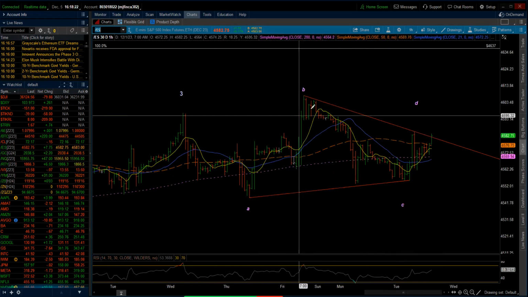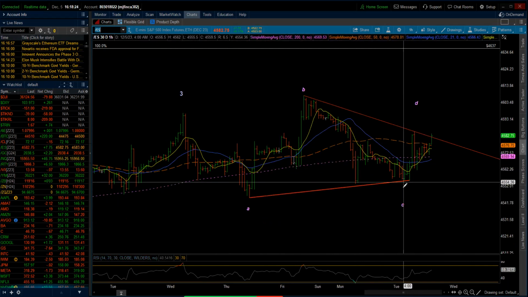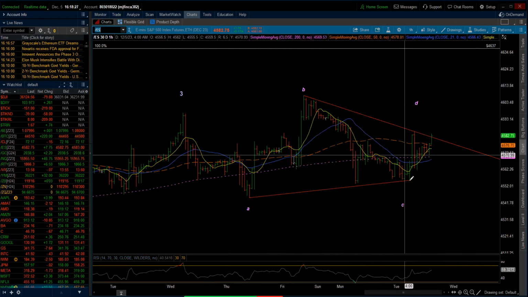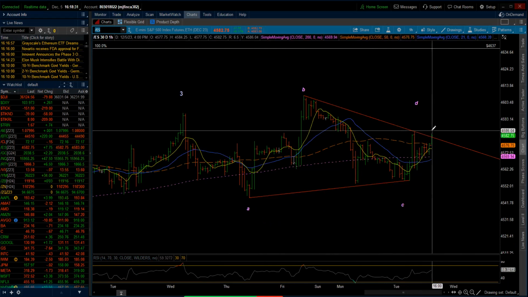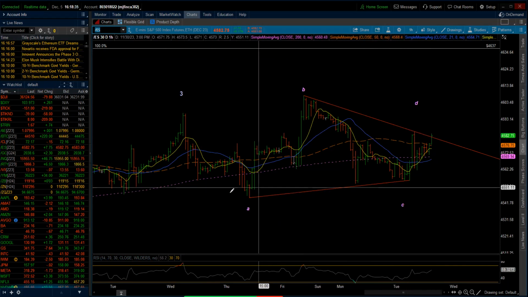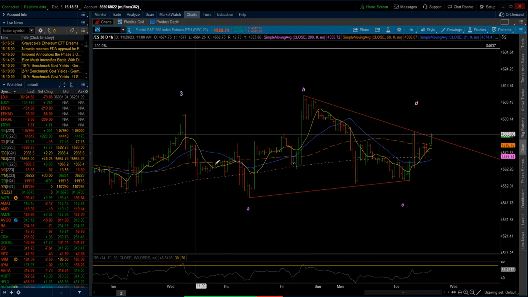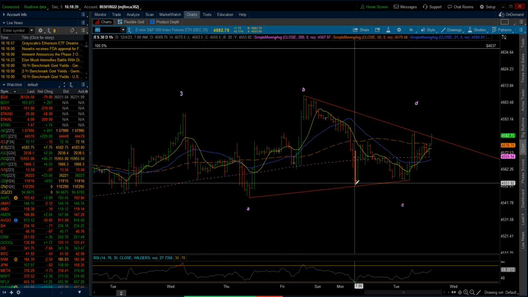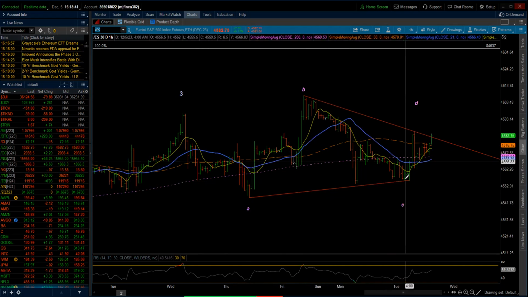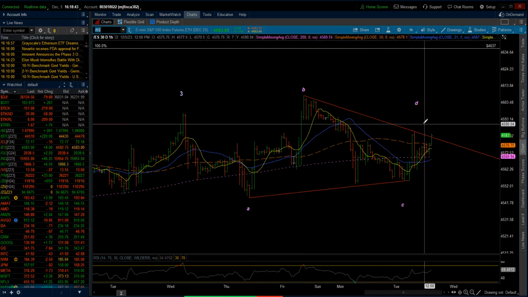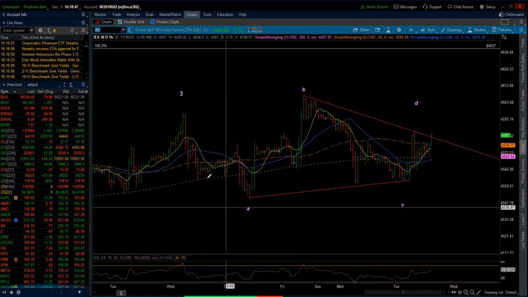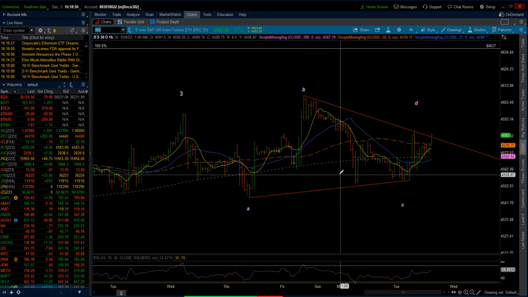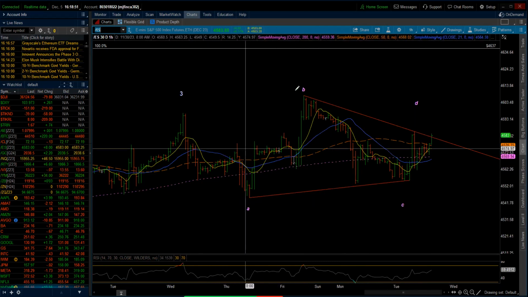Right? 3 waves, 3 waves, 3 waves, 3 waves. It's amazing. Or is this somehow A, B, C, D, E, and we're still going to swing back down? A lot of it just does not make sense because they're all 3s.